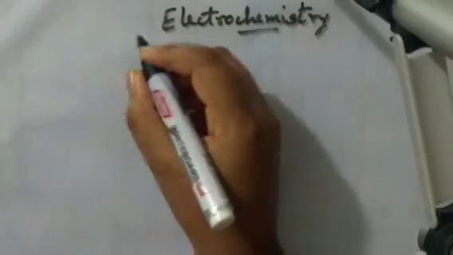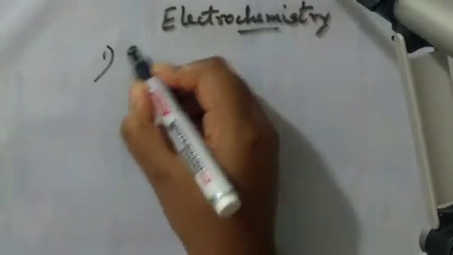Today we are going to start electrochemistry. Electrochemistry is an important chapter from both the CSIR NET and GATE point of view. It is also an easy topic and a mark-scoring one. So come on, let's get started. In electrochemistry we are going to study electrolytic conductance.